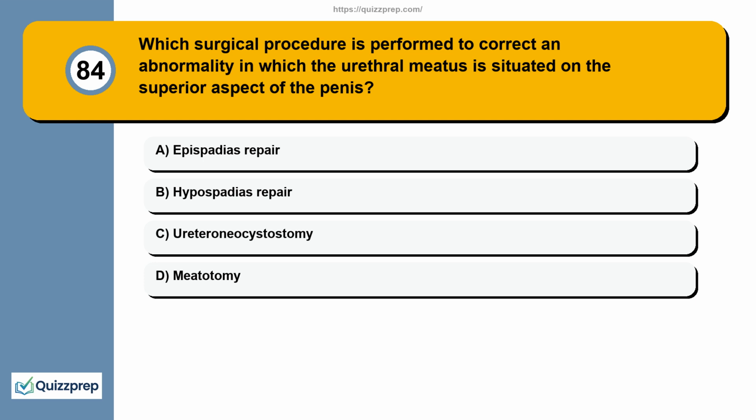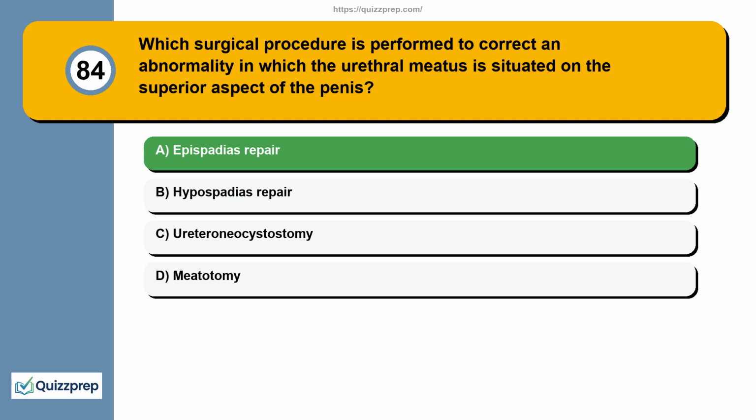Question 84. Which surgical procedure is performed to correct an abnormality in which the urethral meatus is situated on the superior aspect of the penis? Option A, epispadias repair. Option B, hypospadias repair. Option C, ureteroneocystostomy. Option D, meatotomy. The correct answer is option A, epispadias repair.